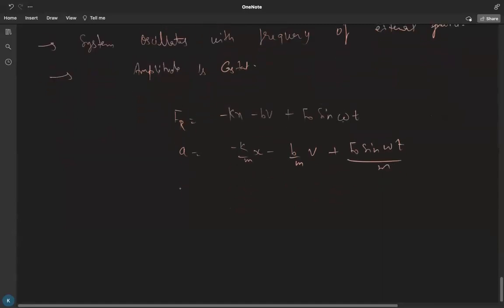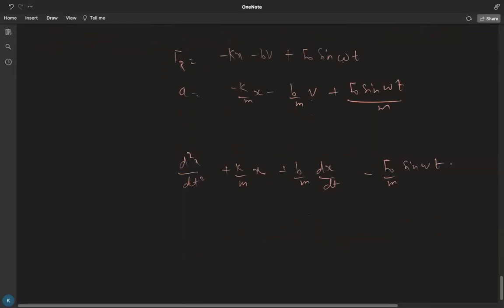So we can write here. Again, I'm trying to tell you our motto is not to solve the differential equation, but just to analyze its solutions. Plus b by m, we can write v as dx by dt, minus F naught by m sine of omega t, and this is equal to 0. So when we solve this equation, we get x is equal to A sine omega t plus phi, right?